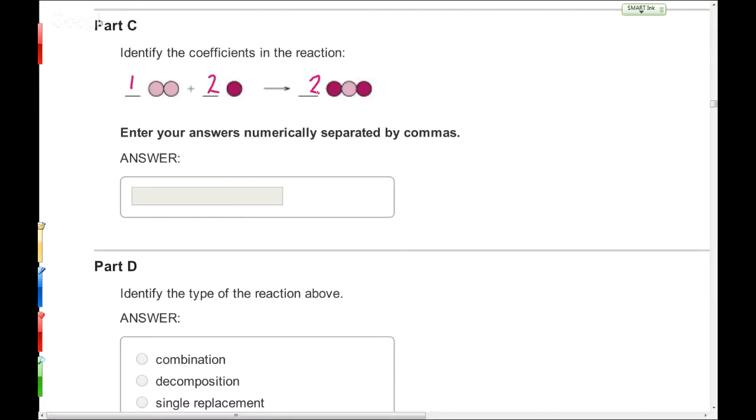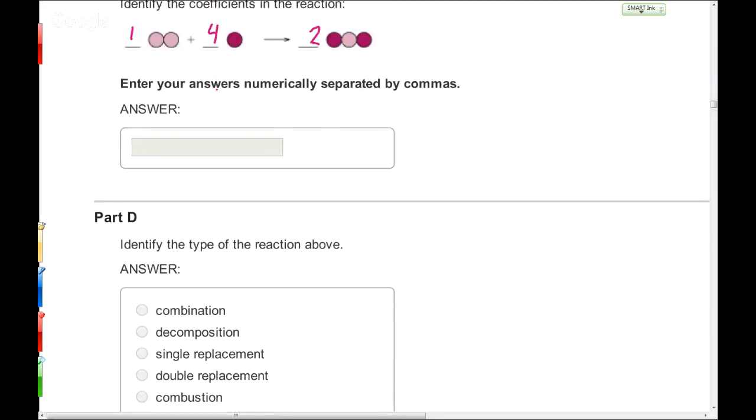That gives us 2 pinks to 2 reds on the left, but I've got 2 pinks and 4 reds on the right. Right? So probably this should change to 4. Is that better? Yeah. And what kind of a reaction is that? Combination, yeah. 2 things going into 1.